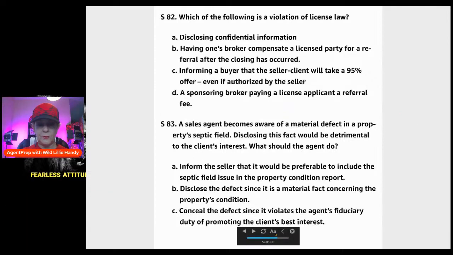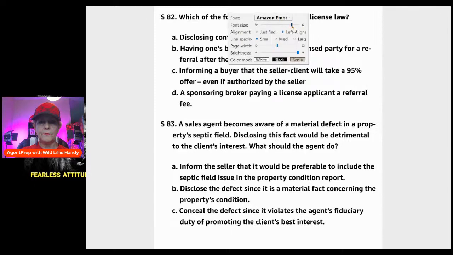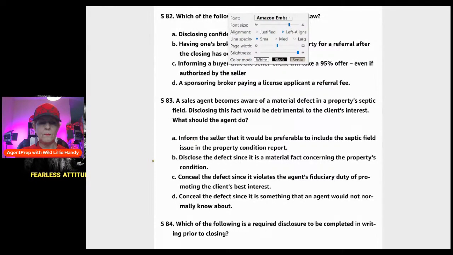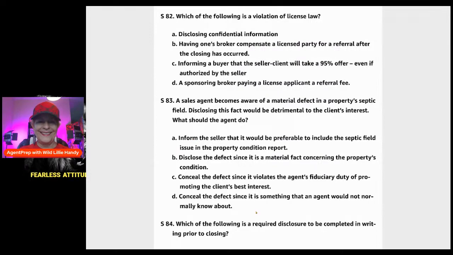Number 83. You're my kitty cat in the background. And they already got fed, man.